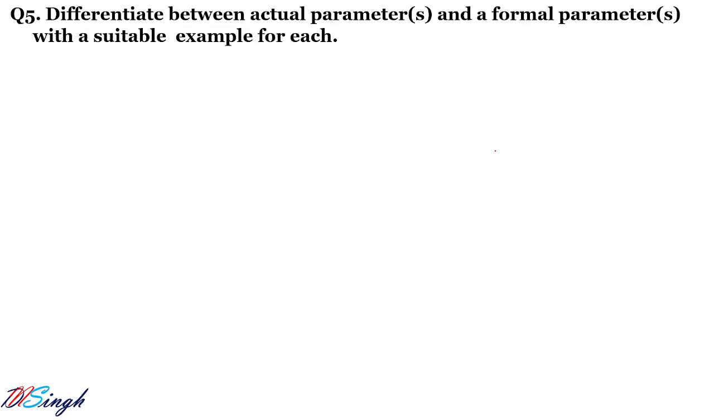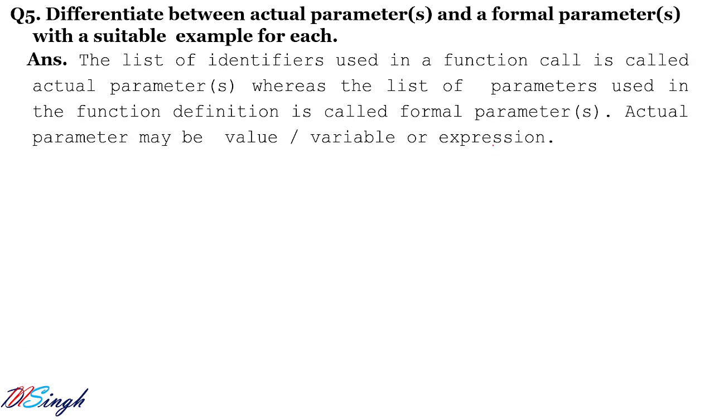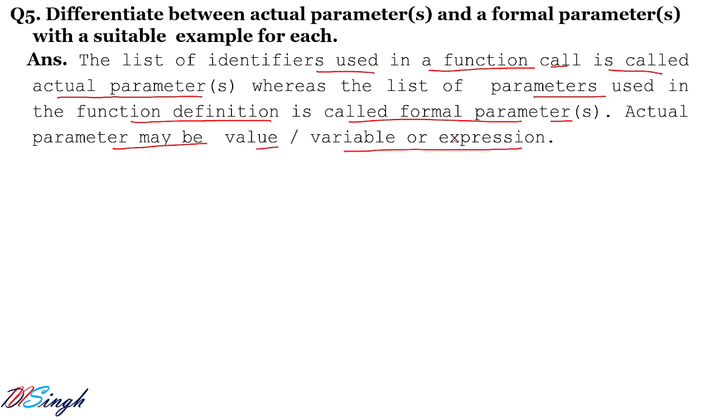Differentiate between actual parameter and formal parameter with a suitable example for each. The list of identifiers used in a function call is called actual parameter. Usually, from where will we call a function? The main function. Whereas the list of parameters used in the function definition is called formal parameters. An actual parameter may be a value, variable or expression, but a formal parameter will always be a variable.